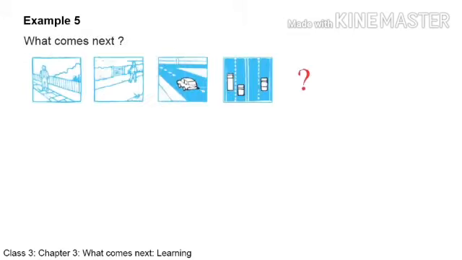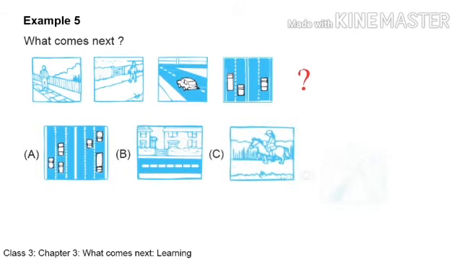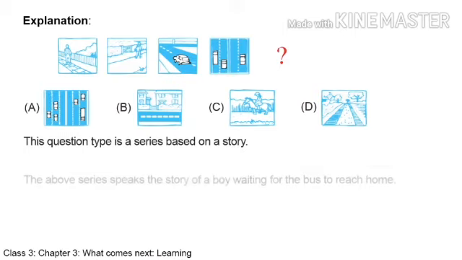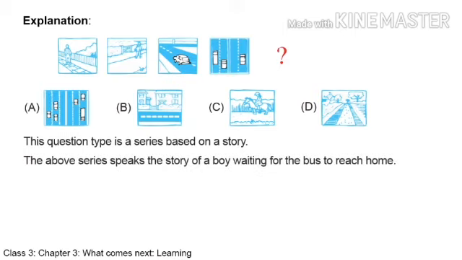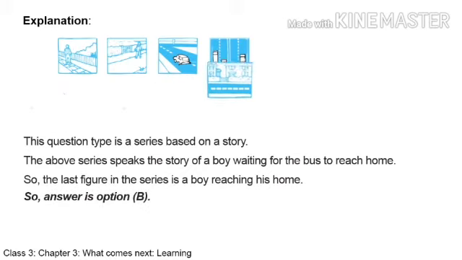Let's complete the series of these pictures. We have options A, B, C, and D. You will observe that the question type is a series based on a story. The above series tells the story of a boy waiting for the bus to reach home. So the last figure in the series is a boy reaching his home. Hence, the answer is option B.